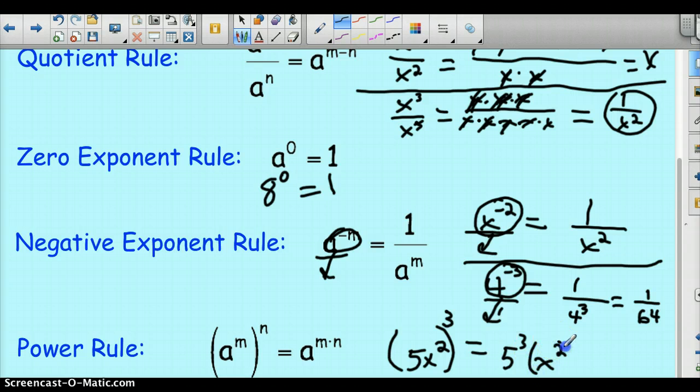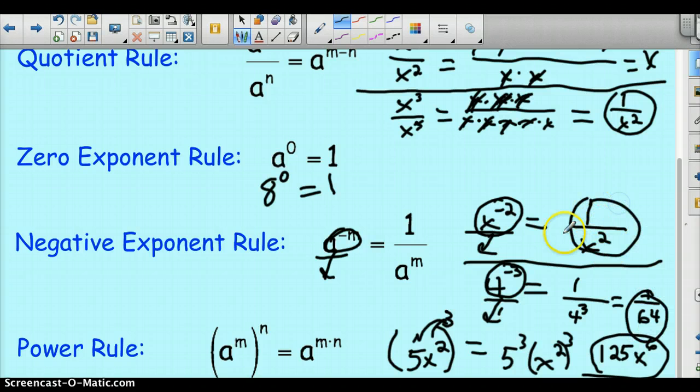is going to be taken to the third power. That's this third power being distributed to both parts right there. Now, right here, x squared to the third power, there's multiplication. 2 times 3 is 6. That's x to the sixth power. And you would evaluate 5 to the third power, which is 5 times 5 times 5, which is 125. 125x to the sixth is the answer for that one.